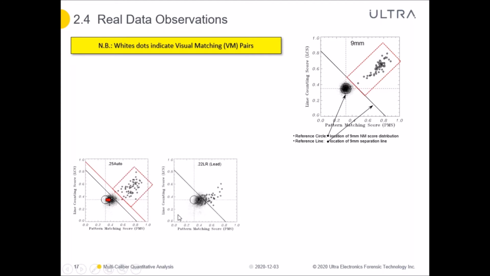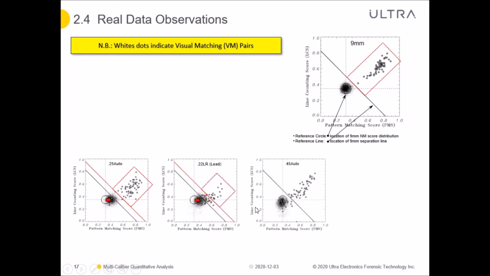For 22, it's about the same thing. We have a shift of the non-matching score to the right, so we have a shift of the separation line to the right with respect to 9mm here again. But here again, most of those visual matching scores are above the red separation line. For 45, it's slightly different. We have a shift of the non-matching score towards the pattern matching score axis. Then we have about the same separation line as 9mm. And here again, most of those visual matching scores are above the red separation line.